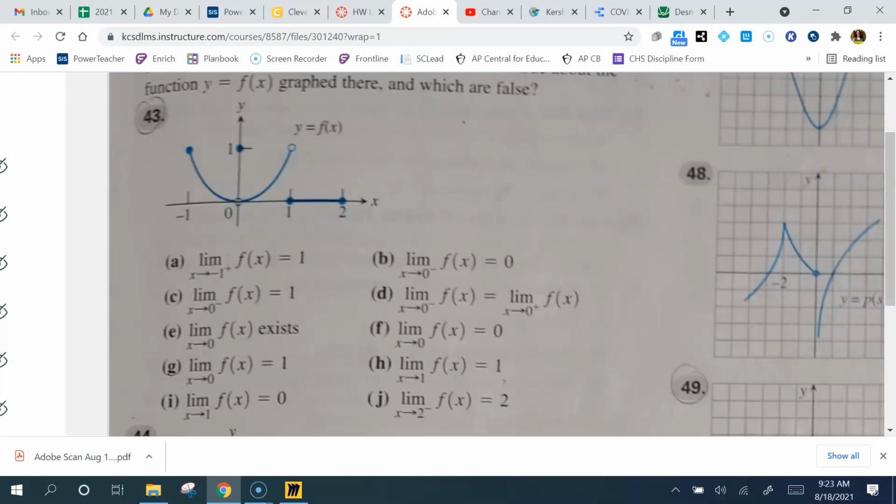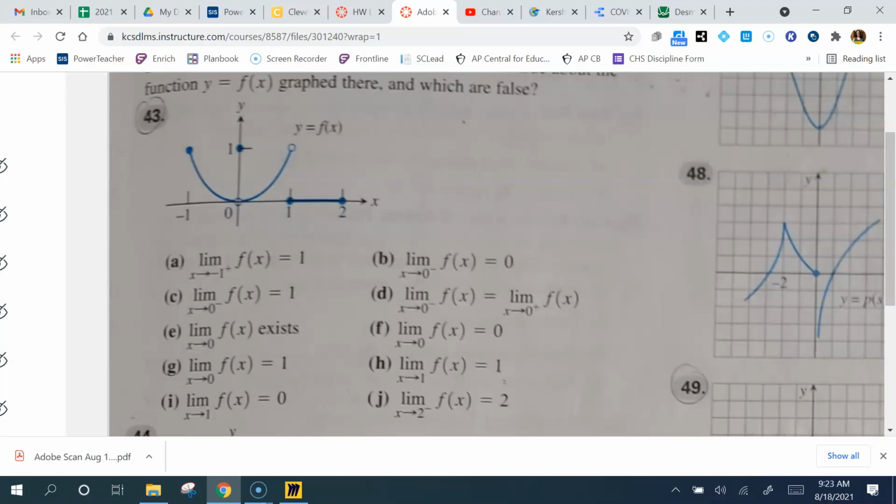All right, what are we on? We're on H. The limit as x approaches 1 is 1. True or false? I know the answer is false. The limit as x goes to 1... does not exist. Why does it not exist? Because they're not the same. There's no limit there. I was thinking that made sense.